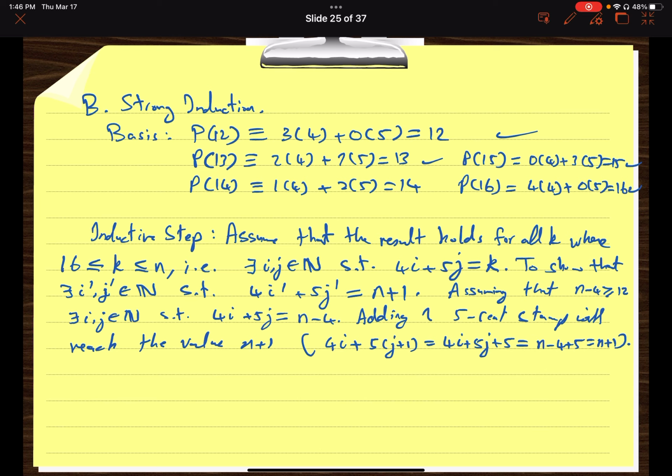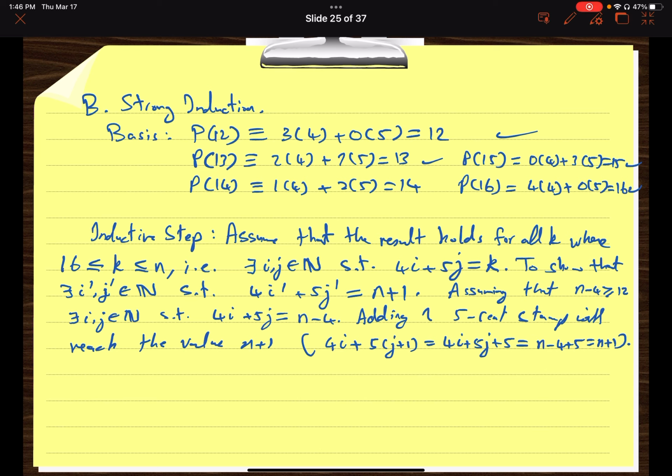Could you have done it using 7? Yes, by going back 6 and then adding 7. The only problem is that n minus 6 should be greater than or equal to 18, which means n should be greater than or equal to 24. So you need to prove it for 18, 19, 20, 21, 22, 23, 24.